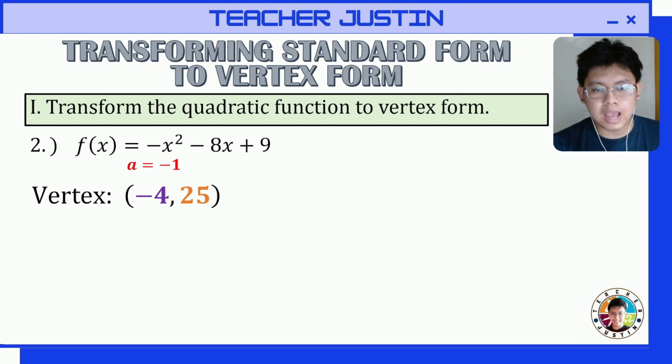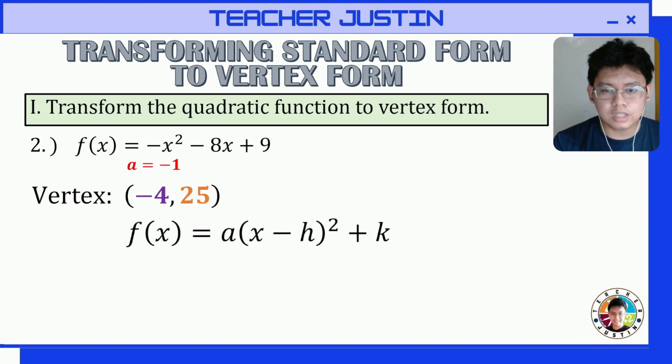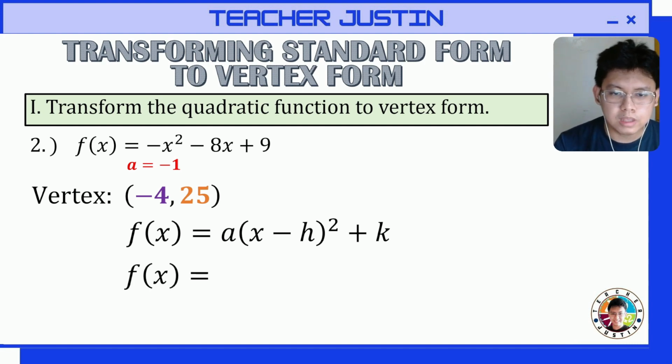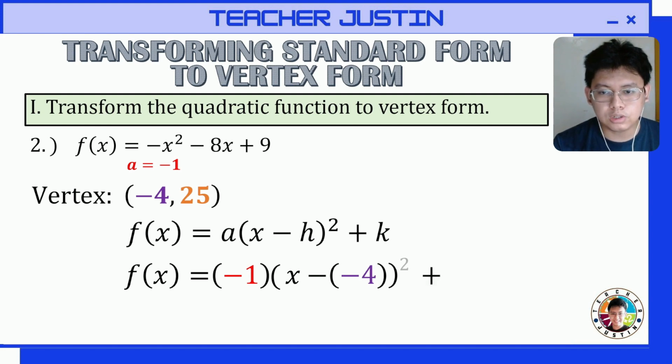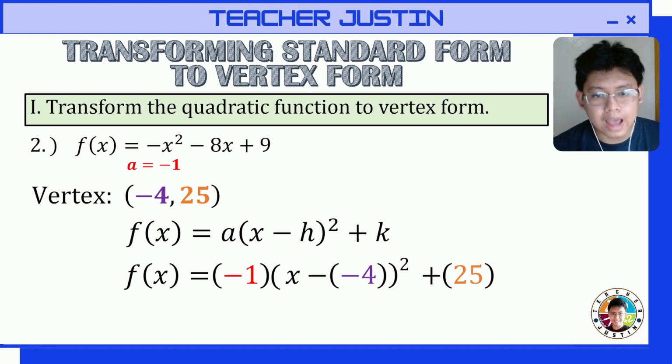Now that we have our value of a and our vertex, we can now use our vertex form to convert this quadratic function to vertex form. So let's substitute the values of a, h, and k dito sa vertex form natin. So we will have f of x is equal to negative 1, parenthesis, x minus the value of h which is negative 4, tapos square, plus the value of k which is 25.